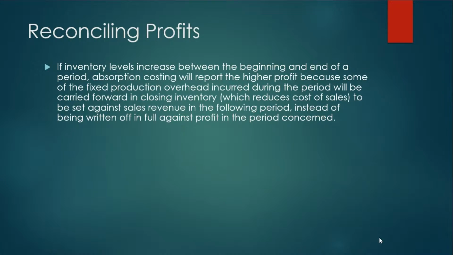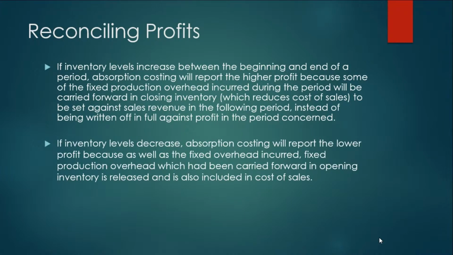So what it says is, if inventory levels increase between the beginning and end of a period, absorption costing will report the higher profit because some of the fixed production overhead incurred during the period will be carried forward in closing inventory, which reduces cost of sales, to be set against sales revenue in the following period, instead of being written off in full against profit in the period concerned. I personally didn't understand, and the second statement is just the opposite of it. If inventory levels decrease, the opposite happens.